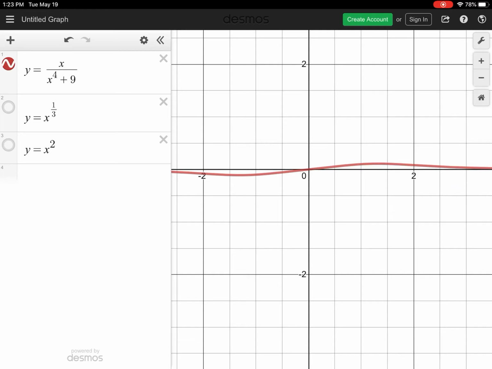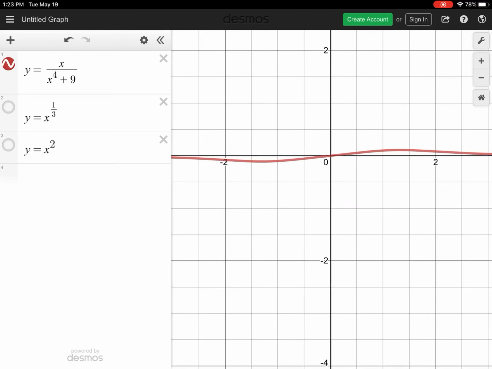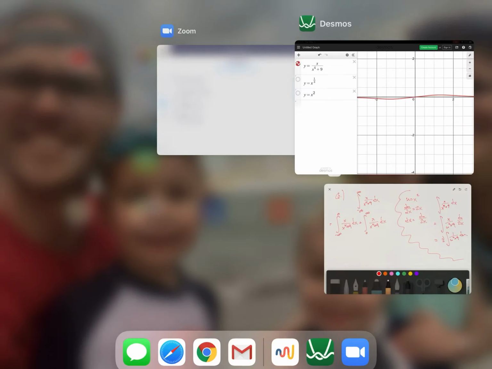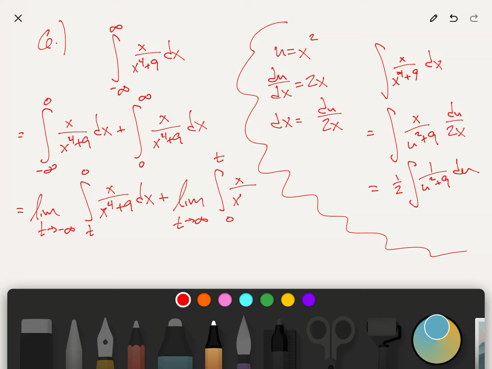Well, the first thing we have to figure out is, do they converge? Right? And I think it would make sense to split this from 0 to infinity and see if that converges. And if it does, what does it converge to? And then 0 to negative infinity. So let's split it into the 2 and then work on each of these as improper integrals, right? So the limit as t goes to negative infinity of the integral from t to 0, and then the limit as t goes to infinity of the integral from 0 to t of x over x to the fourth plus 9 dx. So do each of those individually.